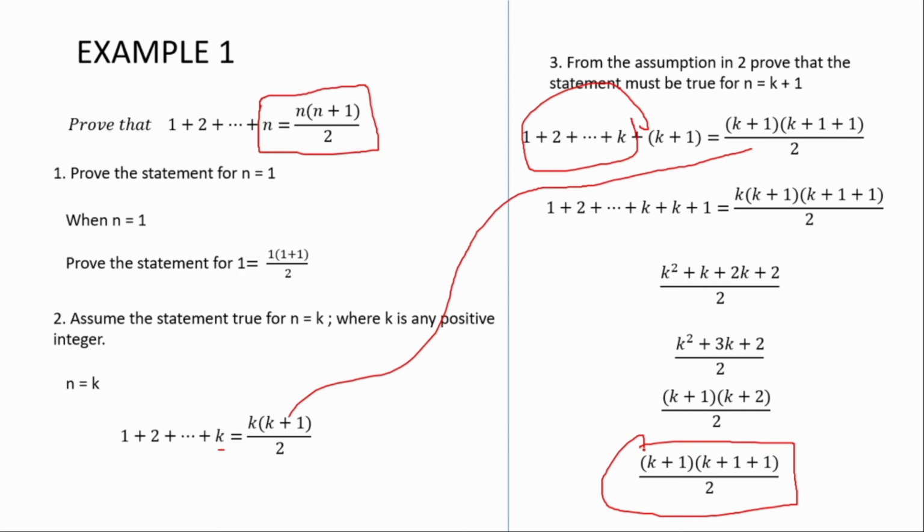So let's solve the next one, which is example 2: prove that 2 exponent n is greater than n plus 4, where n is greater than or equal to 3. So this one, they've given us a condition that n should be greater than or equal to 3. So you can choose from 3 to infinity, but let's choose 3 to see whether the statement is correct. So when n is equal to 3, you're going to replace n with 3. So that will be 2 exponent 3 greater than 3 plus 4. This will be 8 and this will be 7. That means that the statement is correct.